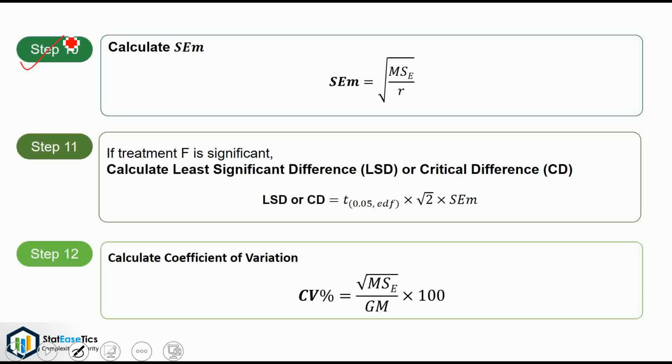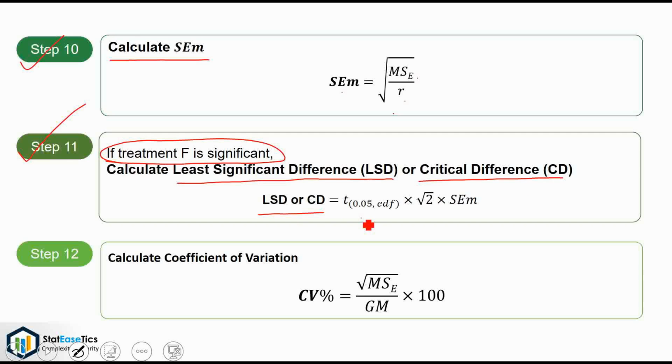Further, step 10 is calculation of SEM, that is standard error of mean. SEM is equal to root of MSE divided by r. Step 11 is, if treatment F is significant, then we have to calculate least significant difference LSD or critical difference CD, where LSD or CD is equal to t at 5% level of significance and error degrees of freedom into root 2 into SEM. Step 12 is calculation of coefficient of variation, that is CV% is equal to root MSE divided by general mean into 100.